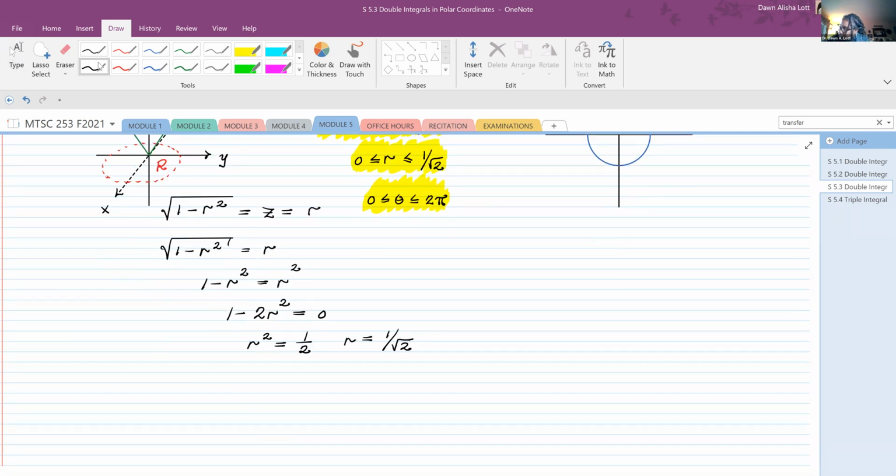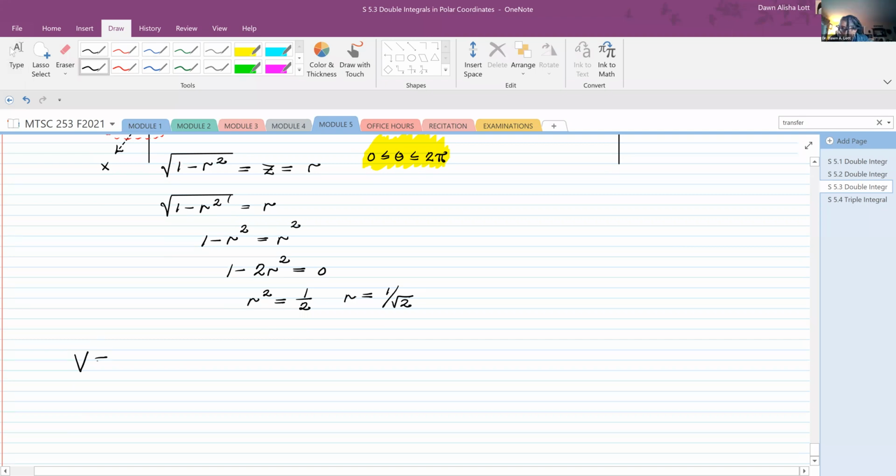Wait, so what sections are on the test? 5.3, 5.4, not triple integrals in polar coordinates. So it's just 5.3 and 5.4? No, your test is 5.1 through 5.4. Okay. Yes, 5.1 through 5.4. Thank you.